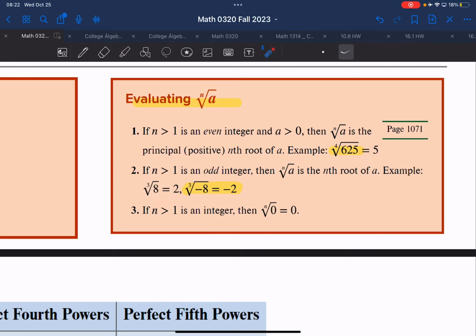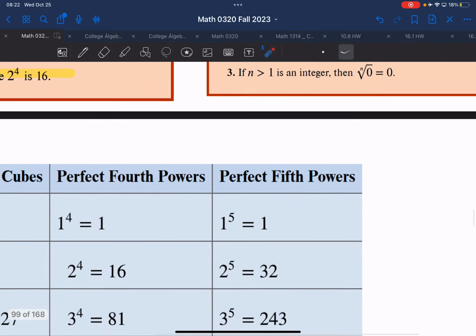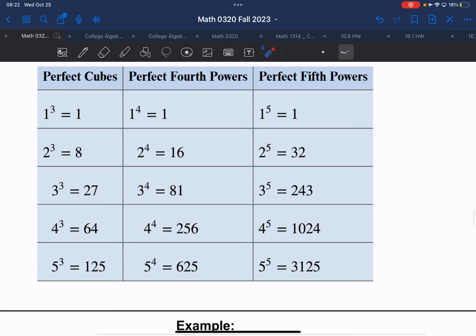Okay, so let's look. What I have here is just a chart for you to use. Again, all of this can be found using your calculator, but I just decided to add this to the notes just so you had it. Okay, so this is just a chart for you to use.